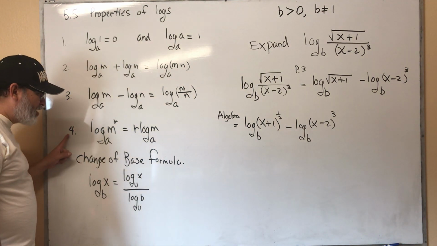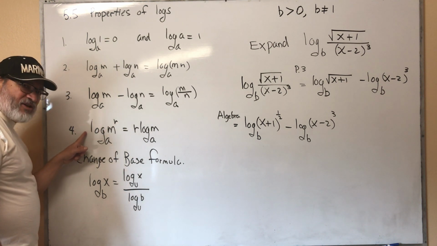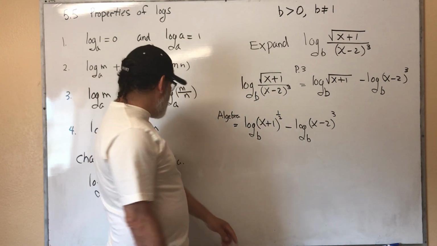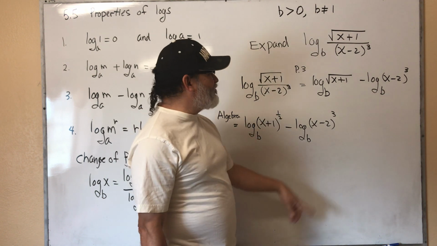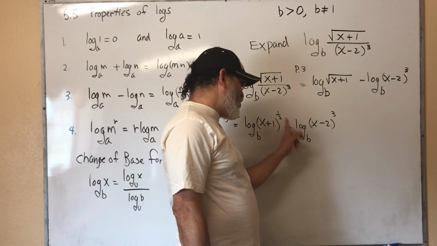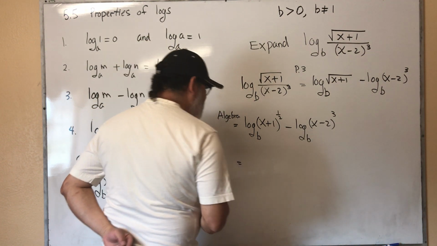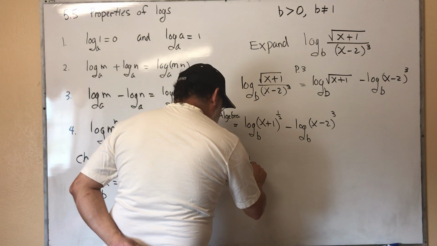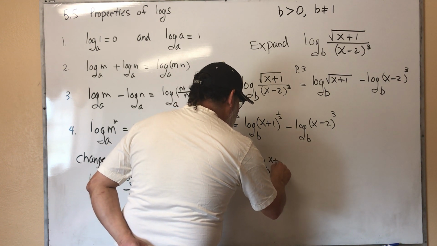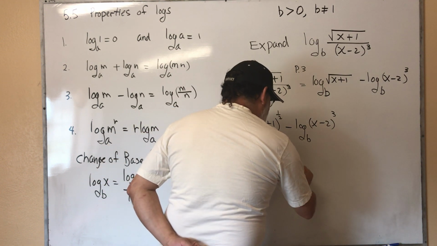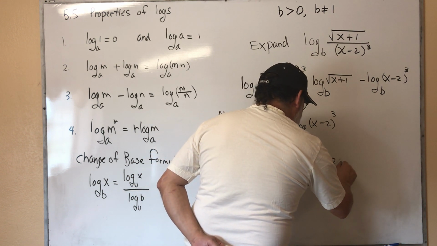You see property number 4? If I have a power, it can come down to become a coefficient. By property number 4, I can bring this half down. I can bring this 3 down. Let's do that. Power comes down. Half the log base b of x plus 1 minus 3 the log base b of x minus 2.